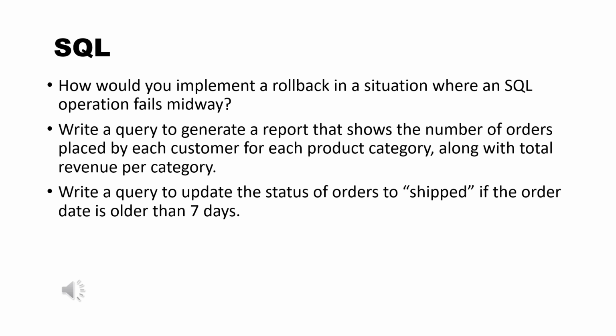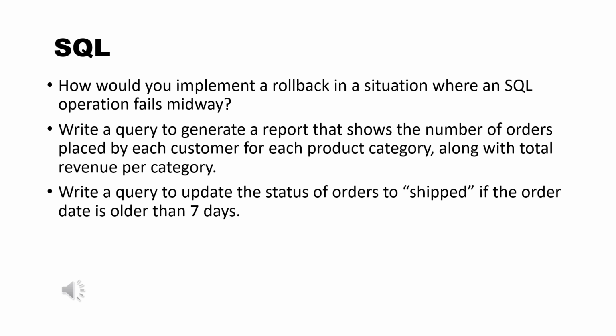Second one is write a query to generate a report that shows the number of orders placed by each customer for each category along with the total revenue per category. So assume that you have a table which has the number of orders placed by each customer on each product. You need to filter that and present the total revenue also along with this per category. You need to list the revenue also.